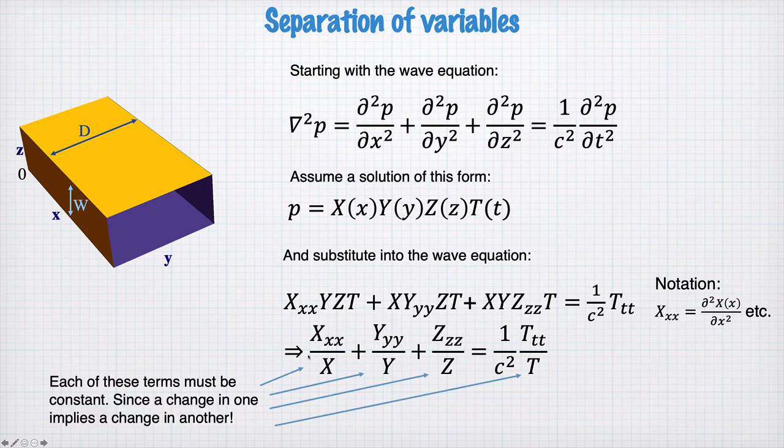Now each of these terms must be a constant, because if I change something about x, then this ratio here may change, but we can't then assume that something about y and z and t changes, because these are independent variables. So each of these must be a constant. And this is a standard technique when you're solving these sorts of equations. This is called a separation of variables.